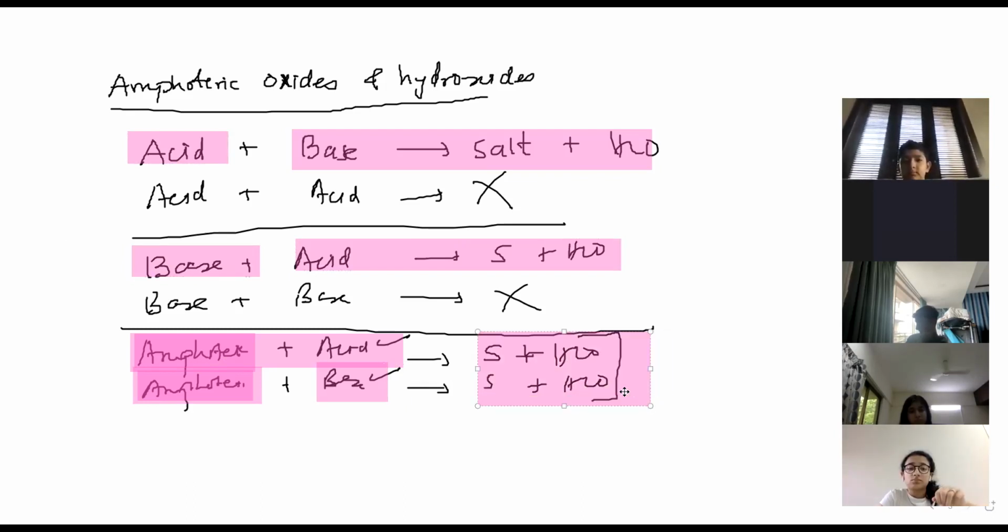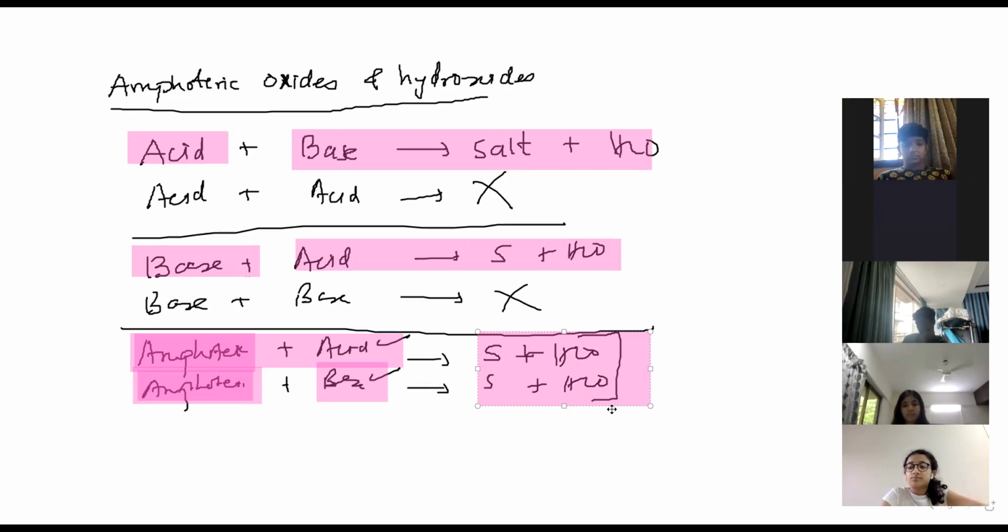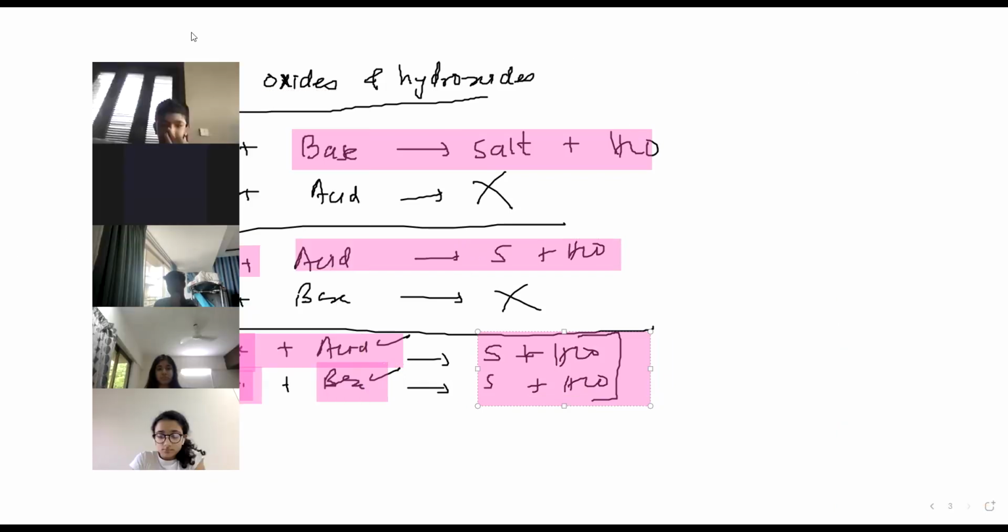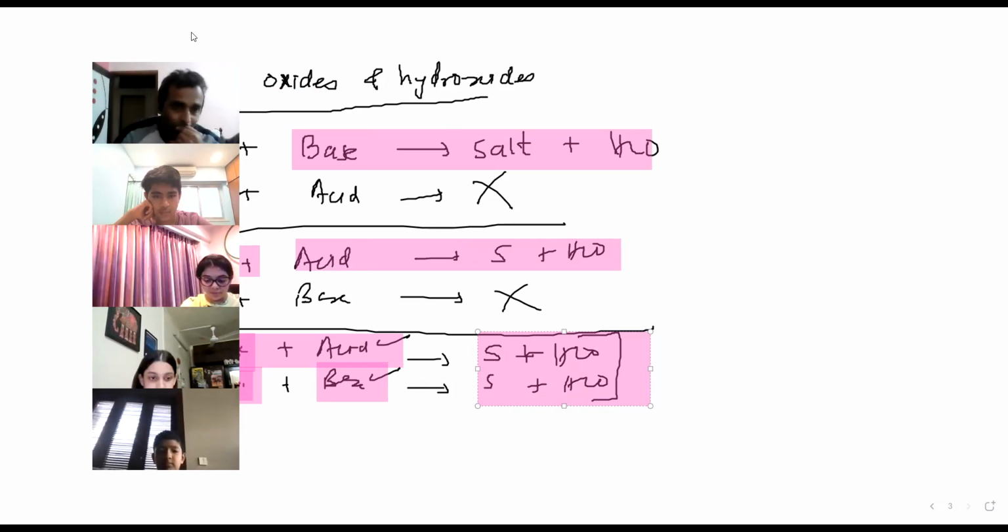Matlab, amphoteric will have a dual behavior. Amphoteric means something that can act as an acid also and can act as a base also. So that's called amphoteric oxides and hydroxides. Is anybody not clear about this? Okay. Now, which are the examples of amphoteric oxides and hydroxides?